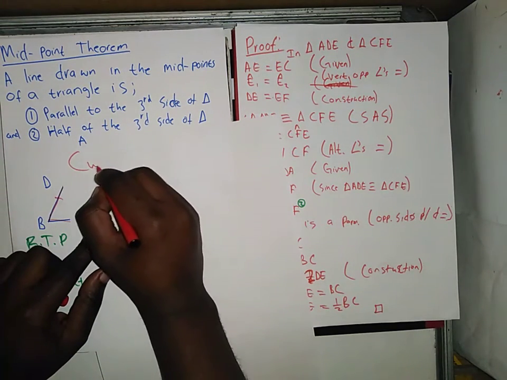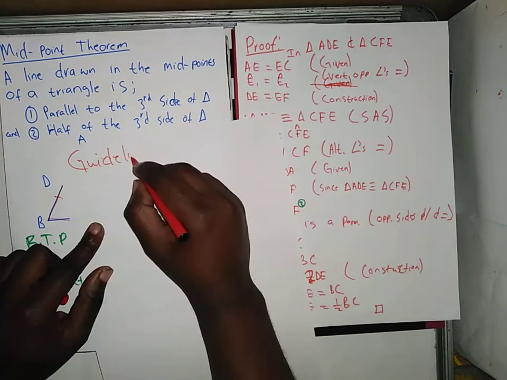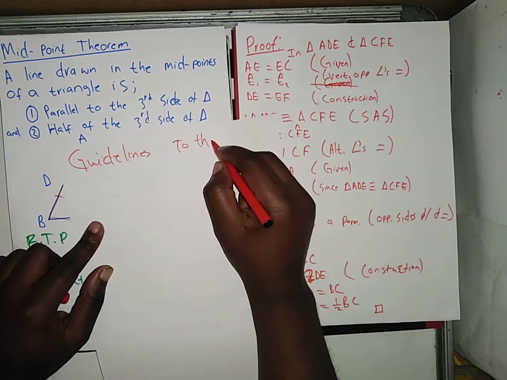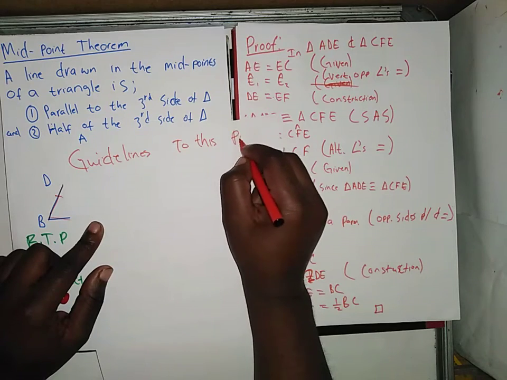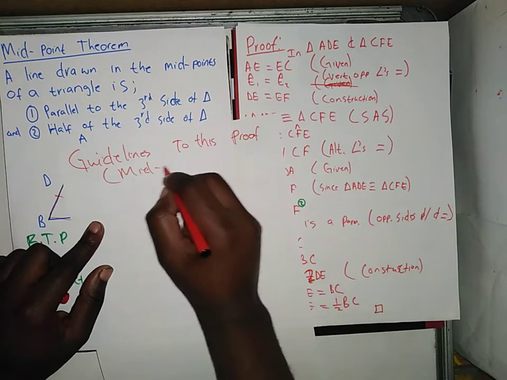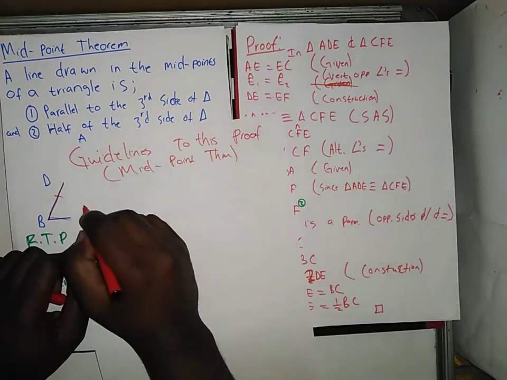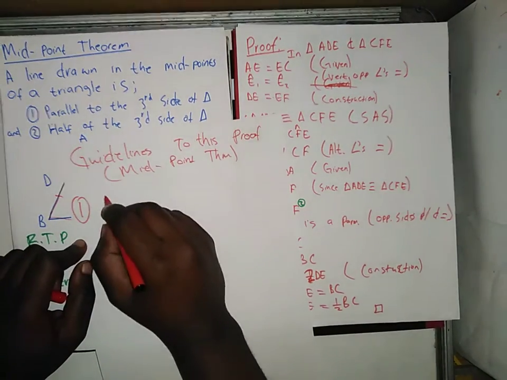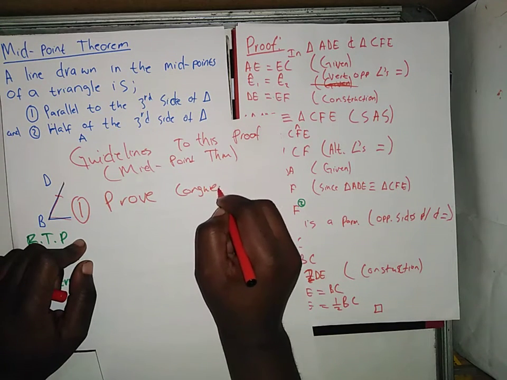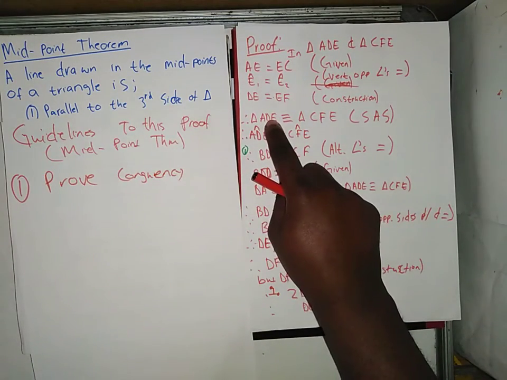So let me just quickly write guidelines to this proof. Now what is this midpoint theorem? Now the first thing that you must do is prove congruence. Congruence. Okay, can you see this is the first thing that we did? You were to prove congruency.